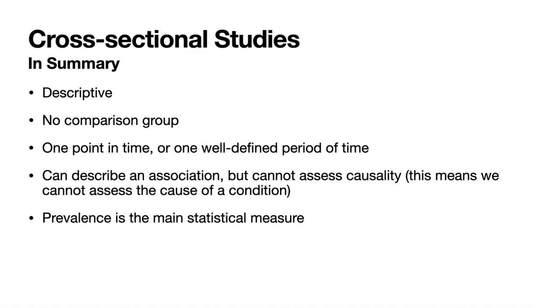So in summary, about cross-sectional studies, we can say these are descriptive studies. There is no comparison group. This is concentrating on a well-defined period of time or one point in time, also a well-defined population. We can describe an association, but we cannot assess causality, right? That means we cannot assess the cause of a condition.